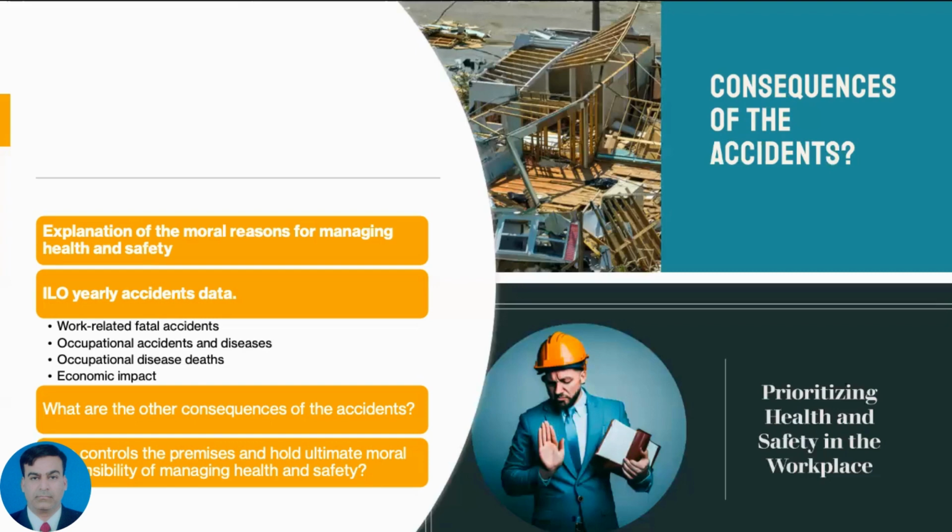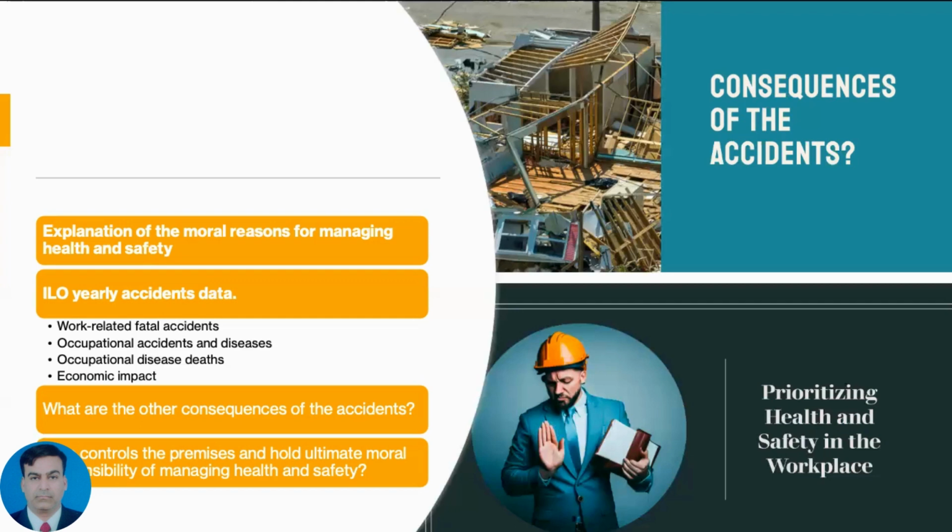Work-related fatal accidents: over 350,000 work-related fatal accidents are reported each year. Globally, approximately half of these fatal accidents occur in the agriculture sector only. Occupational accidents and diseases: every year, there are over 270 million occupational accidents and 160 million occupational diseases recorded worldwide. Occupational disease deaths.